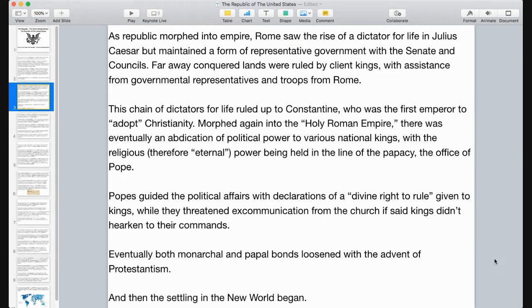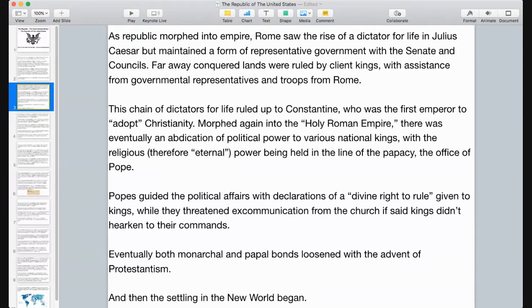Morphed again into the Holy Roman Empire, there was eventually an abdication of political power to various national kings, with the religious, therefore eternal power being held in line of the papacy, the office of pope. Popes guided the political affairs with declarations of a divine right to rule, given to kings, while they threatened excommunication from the church if said kings didn't hearken to their commands.